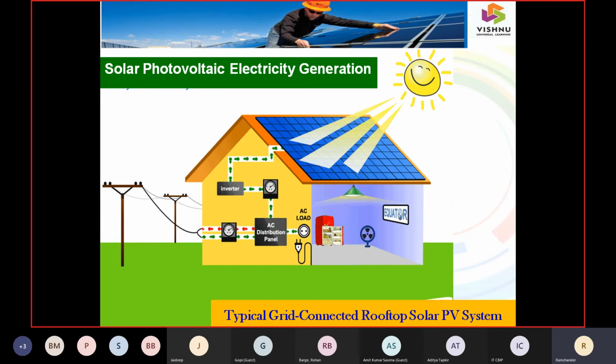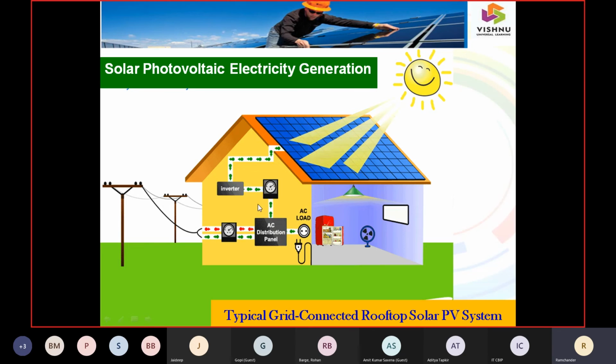Here there is no storage, so we directly utilize the solar energy in combination with the utility. In electrical terminology, that is connected in parallel with the utility, supplying the loads. This is the most popular system in India now. In all the states, we have a net metering policy, and all the state discoms implement net metering. This is called a net metering system.